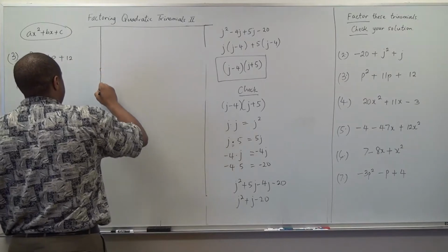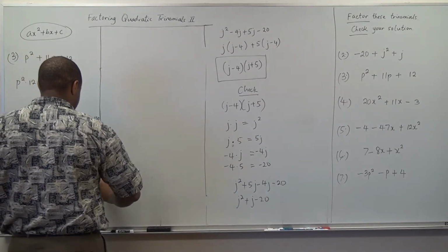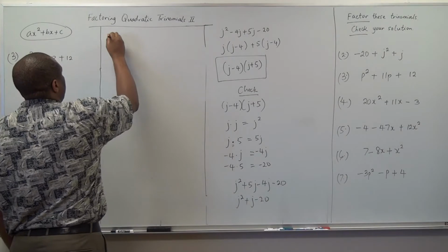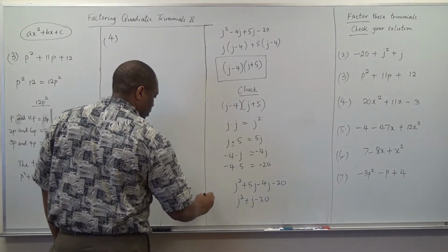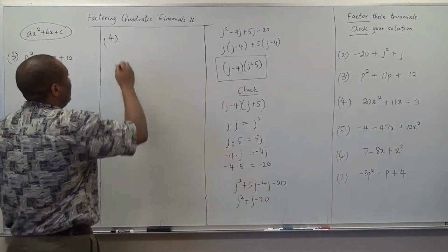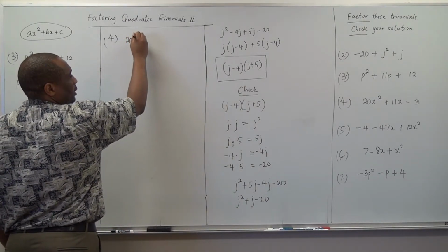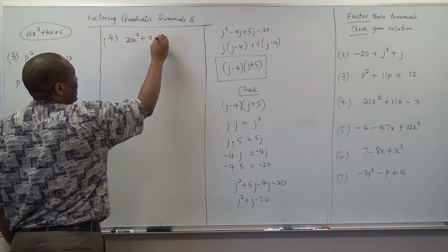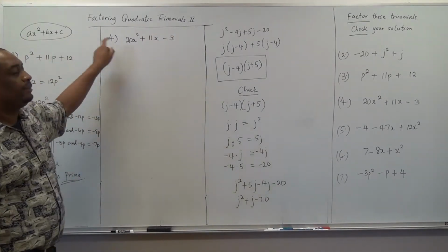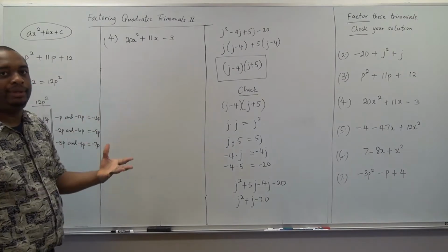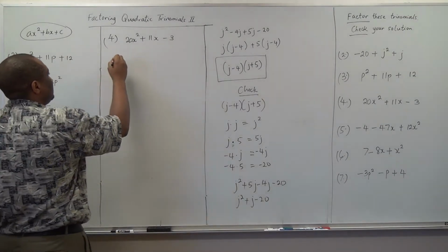The next one is number 4. Okay, that is 20x squared plus 11x minus 3. Is it in this form? Yes, it is in this form, so we're good. We continue.